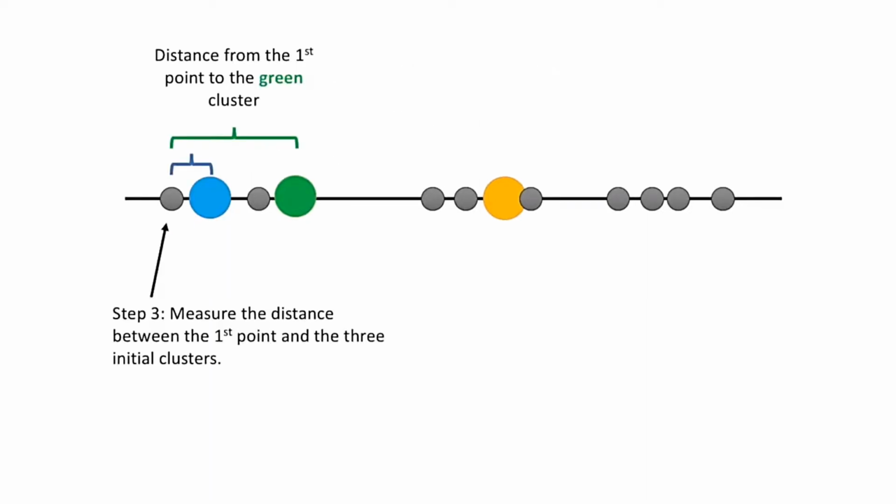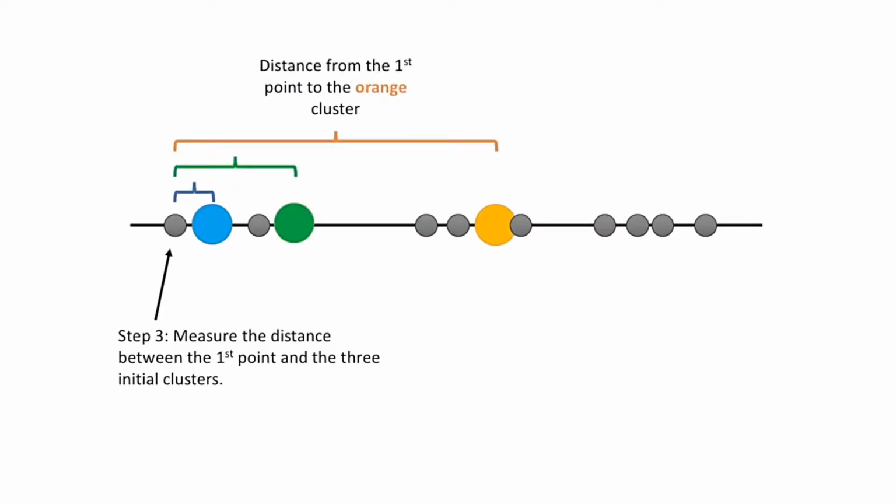Step 3. Measure the distance between the first point and the 3 initial clusters. The blue marking is the distance from the first point to the blue cluster. Green marking is the distance from the first point to the green cluster, and the orange marking is the distance from the first point to the orange cluster. Step 4. Assign the first point to the nearest cluster. In this case, the nearest cluster is the blue cluster.